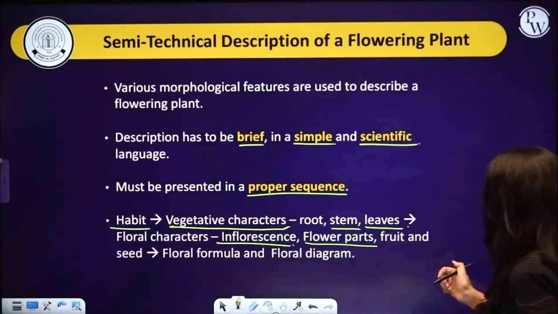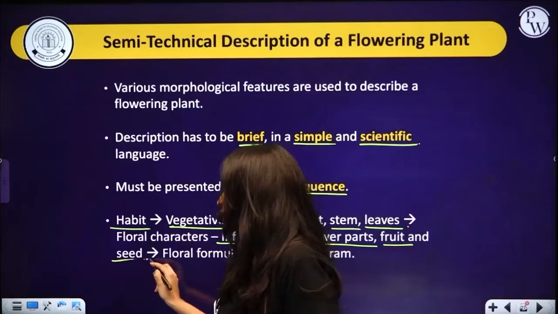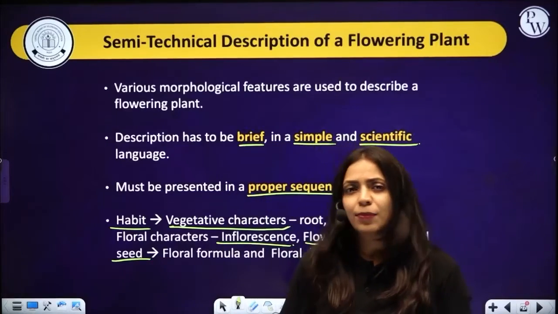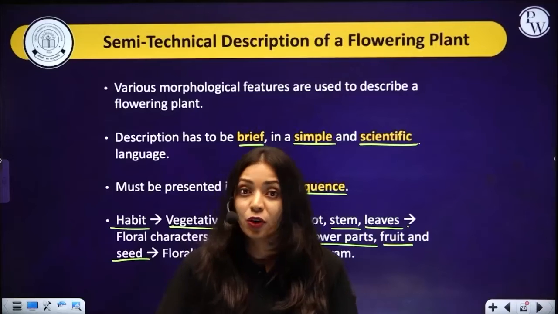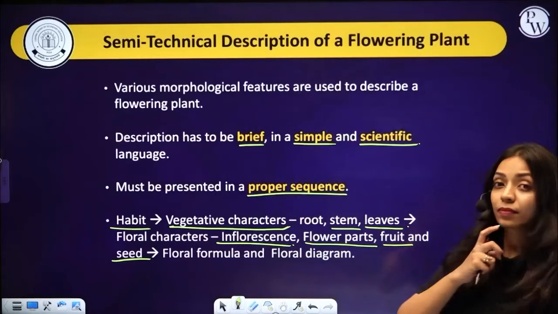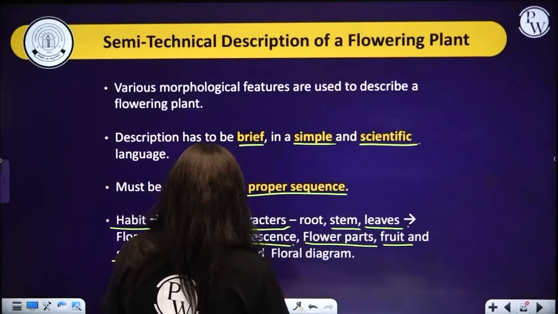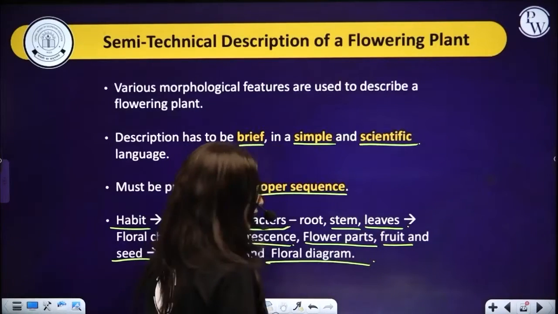Okay. So then you will talk about the fruit, what type of a fruit it is. And then finally about the seed. Number of seeds that are present in the fruit, whether or not they are endospermic. That is about the description. After this, you will have to draw the floral formula and the floral diagram.